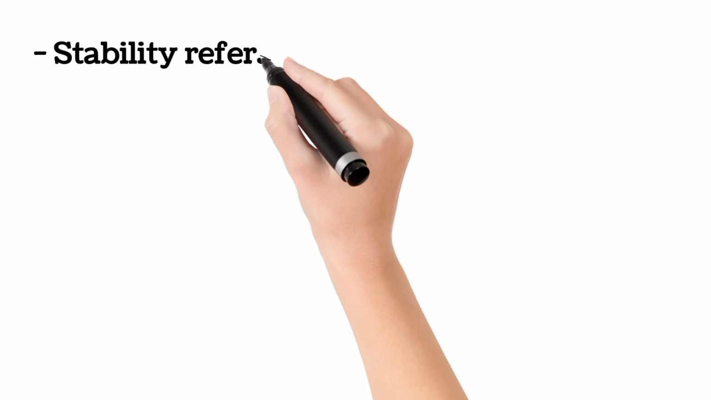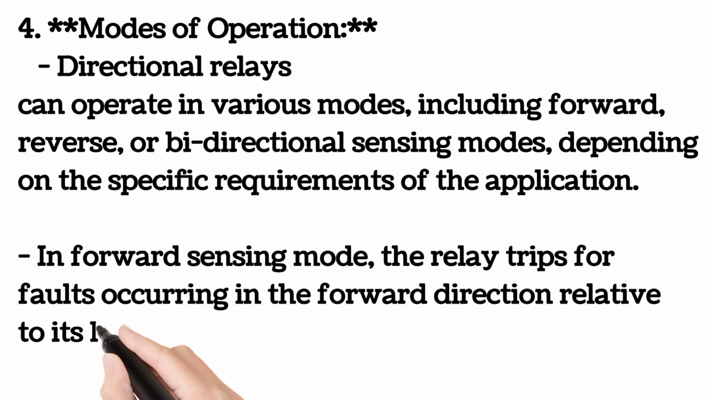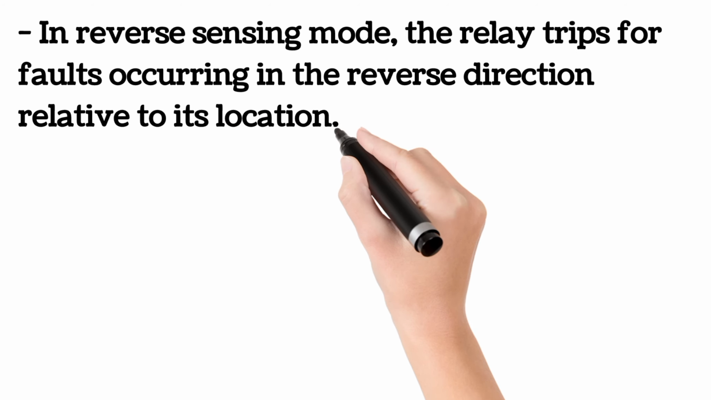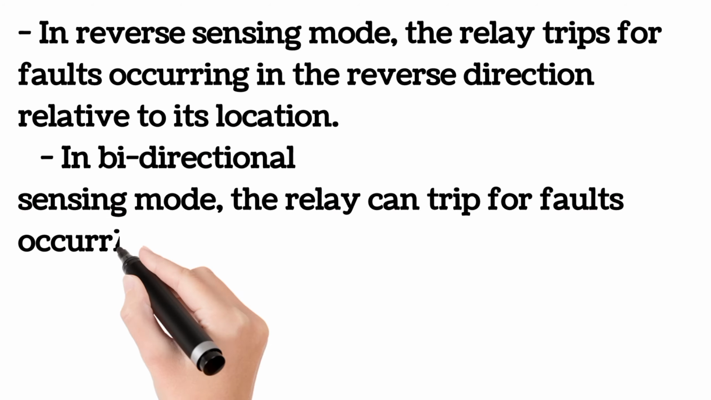In forward sensing mode, the relay trips for faults occurring in the forward direction relative to its location. In reverse sensing mode, the relay trips for faults occurring in the reverse direction relative to its location. In bidirectional sensing mode, the relay can trip for faults occurring in either the forward or reverse direction, providing flexibility in protection schemes.